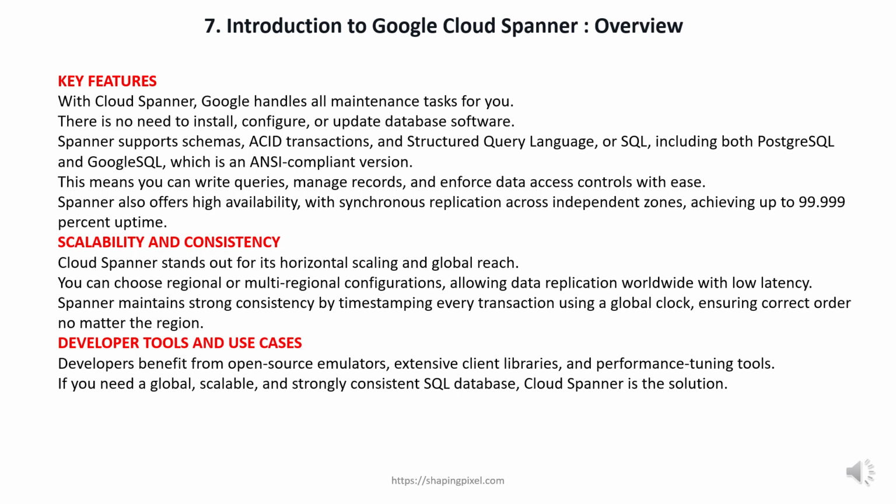Cloud Spanner stands out for its horizontal scaling and global reach. You can choose regional or multi-regional configurations, allowing data replication worldwide with low latency. Spanner maintains strong consistency by timestamping every transaction using a global clock, ensuring correct order no matter the region. Developers benefit from open-source emulators, extensive client libraries, and performance tuning tools. If you need a global, scalable, and strongly consistent SQL database, Cloud Spanner is the solution.